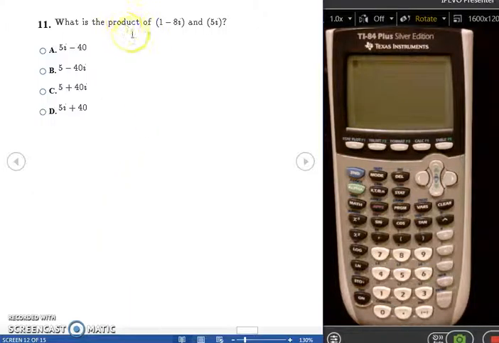Number 11 asks for the product of these two imaginary and complex numbers. And so product just means to multiply. So I need to know that piece of vocabulary.